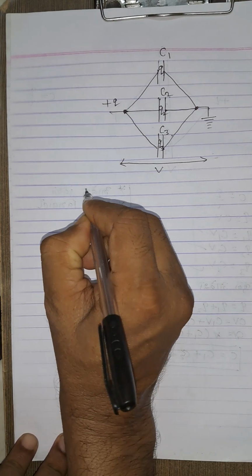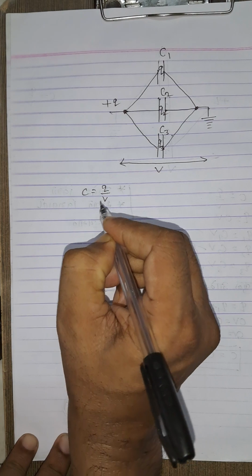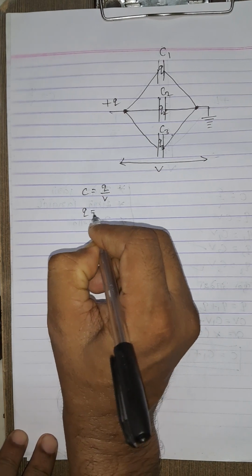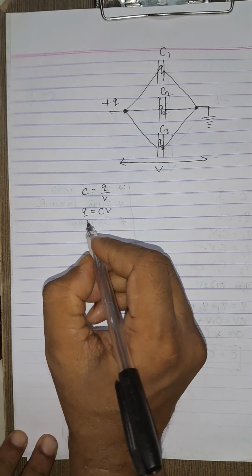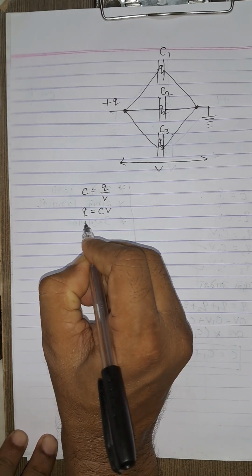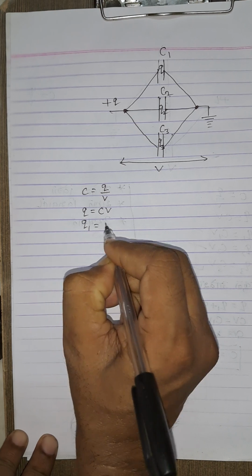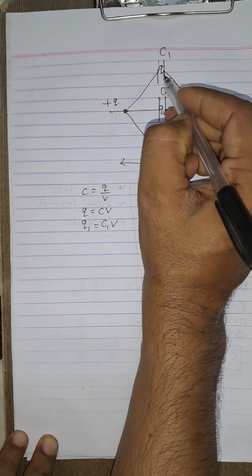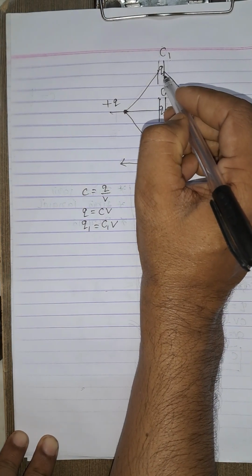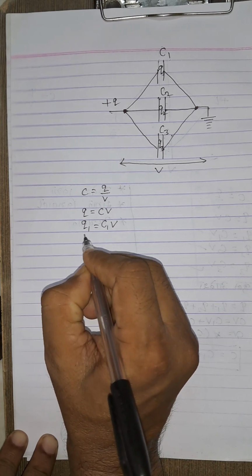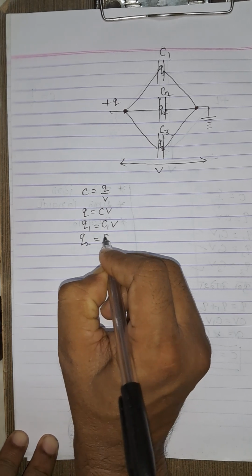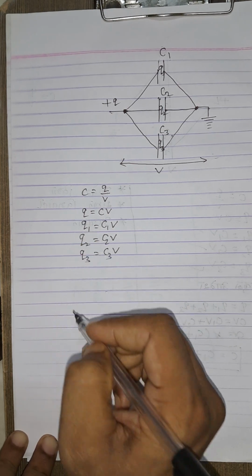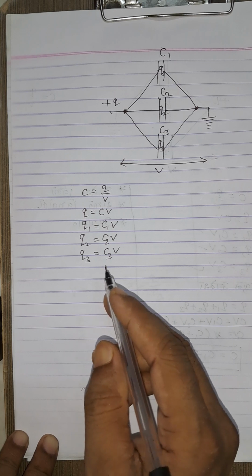We know that C equals Q upon V, capacitance equals charge upon potential difference. Now charge Q equals CV. For the first capacitor, the charge gained by the first capacitor is Q1 equals C1V. V is the same for all capacitors. For the second, Q2 equals C2V, and Q3 equals C3V. These are the charge distributions in each capacitor.